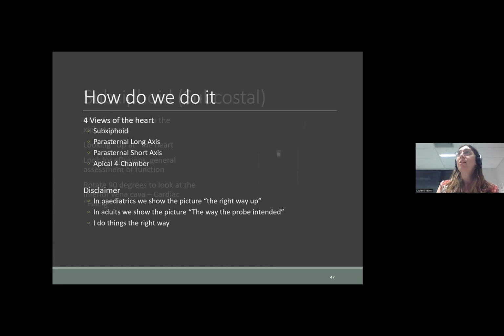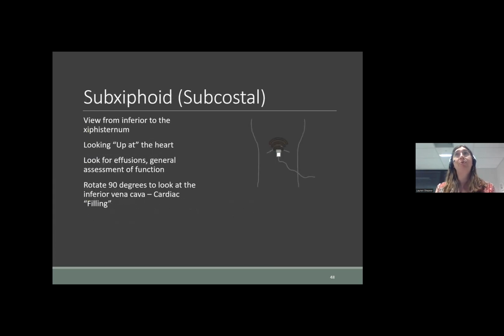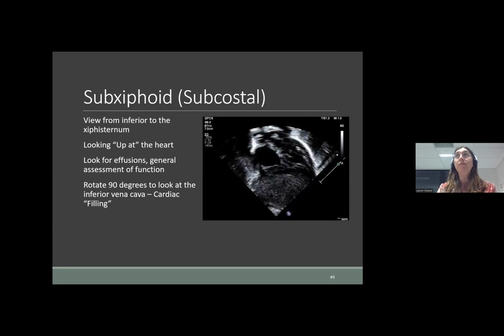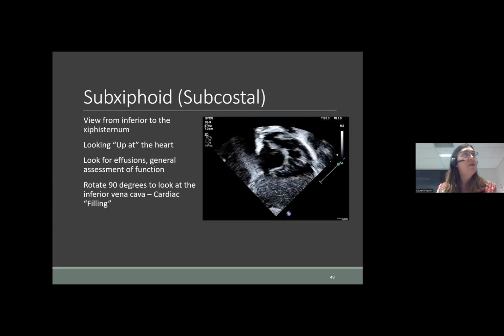So the subxiphoid, also known as the subcostal view, is a view from inferior to the xiphisternum, and it's looking up at the heart. It's great for looking at pericardial effusions and a general assessment of function. And in association with FAST ultrasound or resuscitation requirements, by rotating the probe 90 degrees, you can look at the inferior vena cava, which is an important assessment of right atrial pressure and the likely response to filling in an acute resuscitation environment. This is a view of one of my patients.